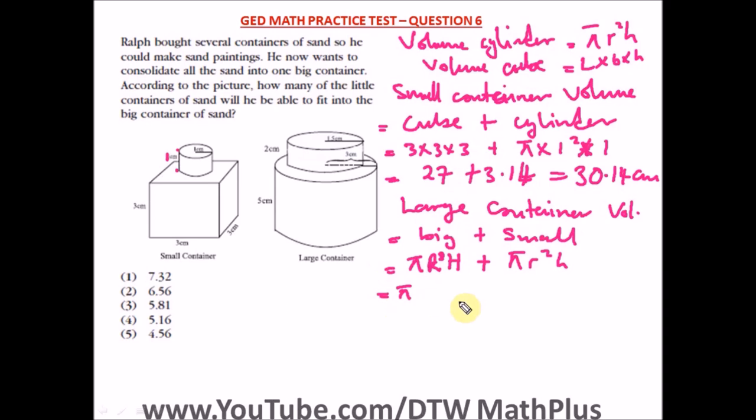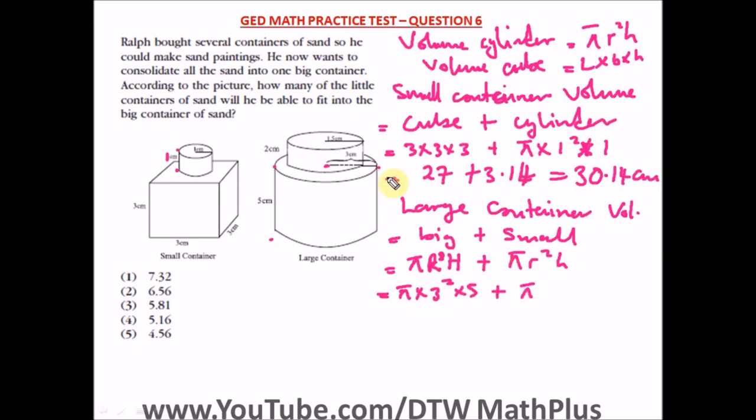Okay, so we have here our big R is 3 centimeters. Is that not it? 3 centimeters. So we have times 3 squared, and our big H is from here to here. This is our big R, that's the radius of the bigger cylinder. Our big H is the height of the bigger cylinder, times 5.